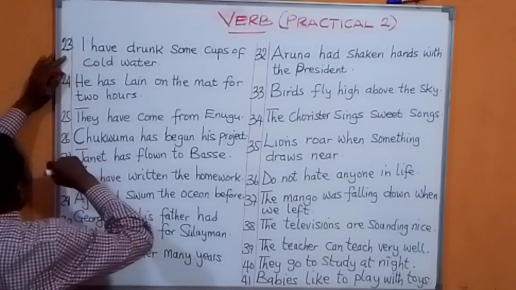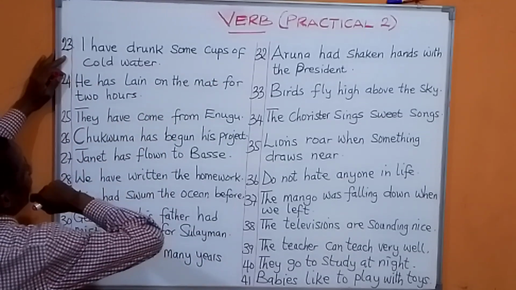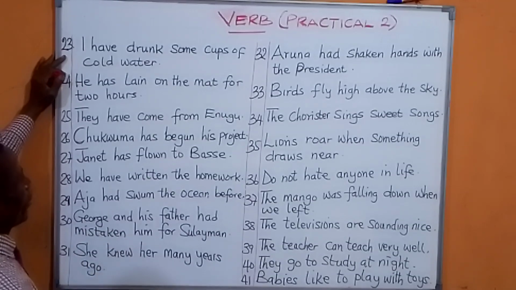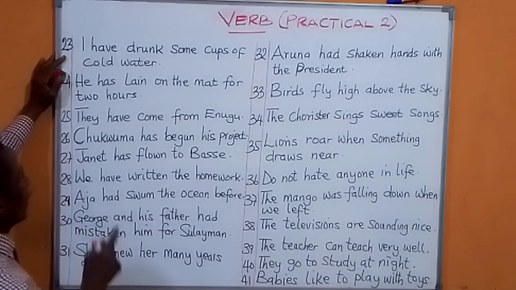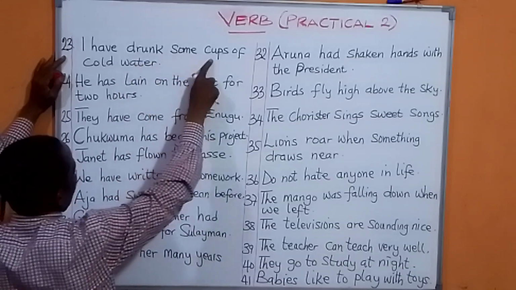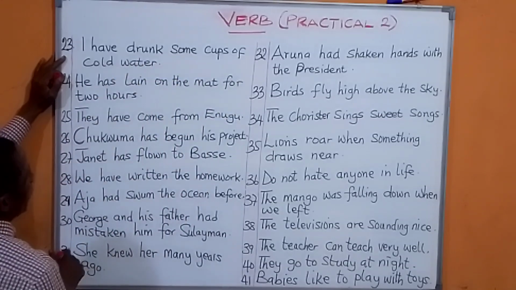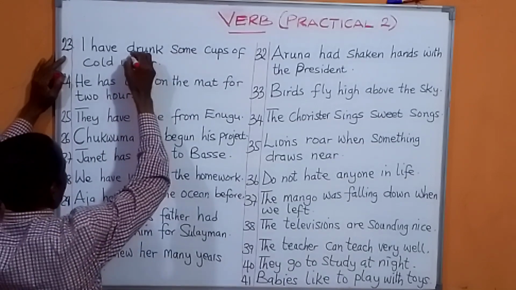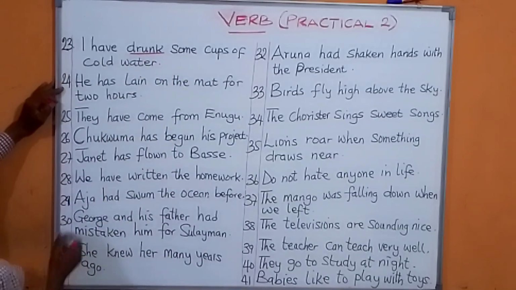Let's read that. Number 23, remember we started from number 1. This is the practical session 2. So, if you missed number 1, please go back to practical session number 1 as we do that. I have drunk some cups of cold water. What's the verb there? Drunk. That is the action word.